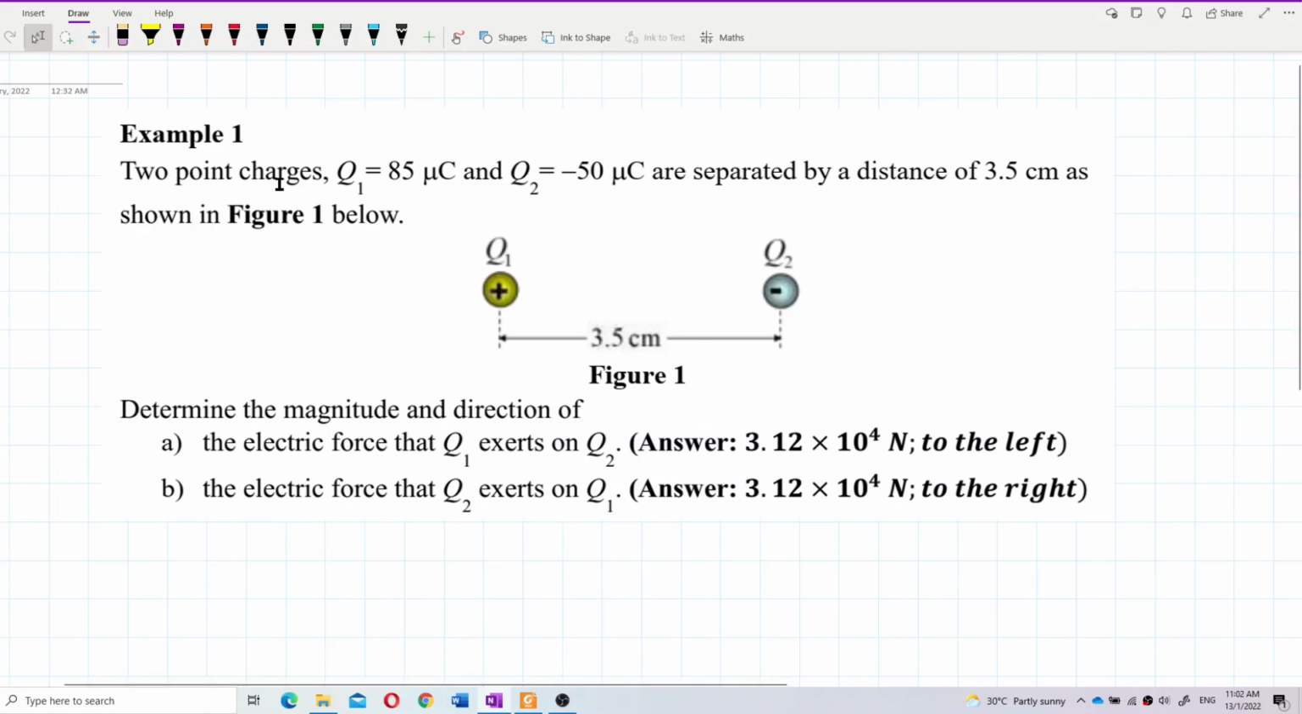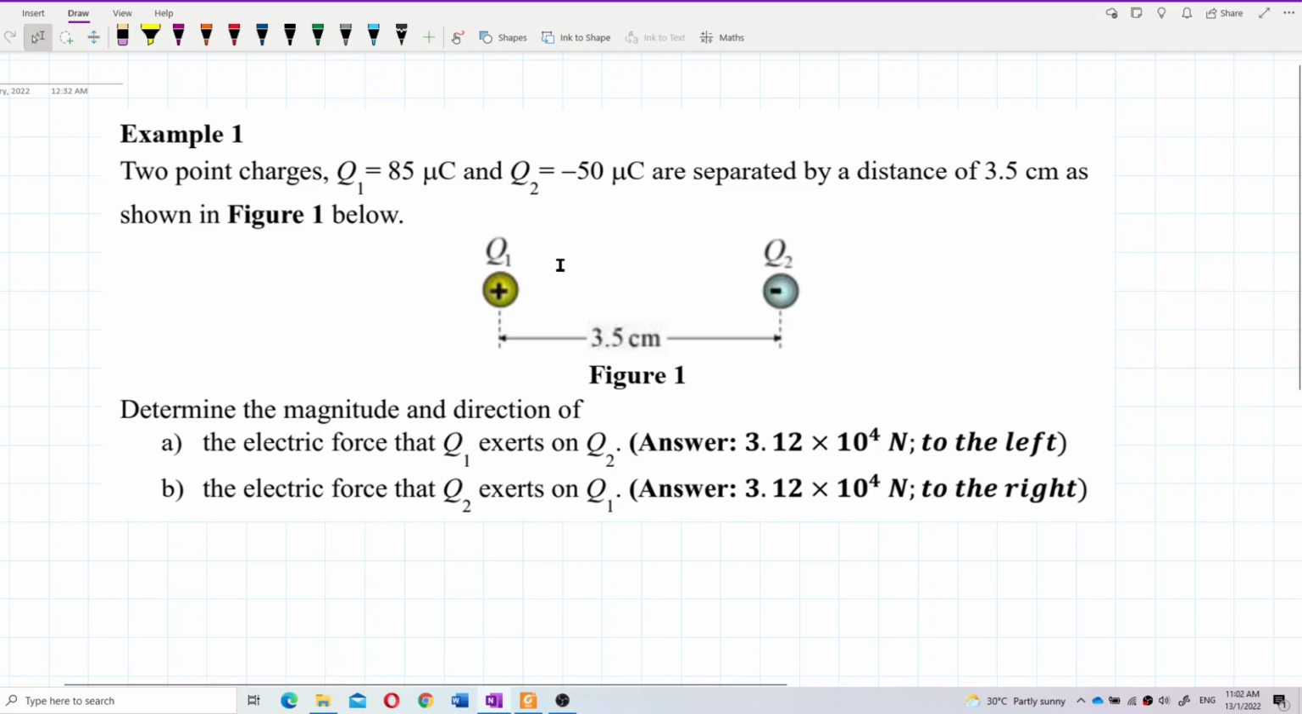Okay, two point charges Q1 and Q2 are separated by a distance of 3.5 cm as shown in the figure below. Determine the magnitude and direction of the electric force that Q1 exerts on Q2, and also the electric force that Q2 exerts on Q1.